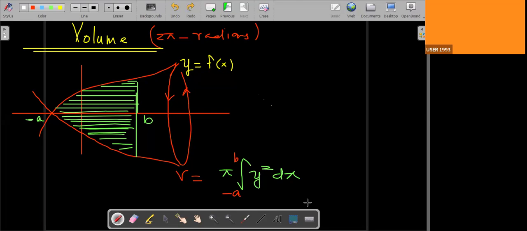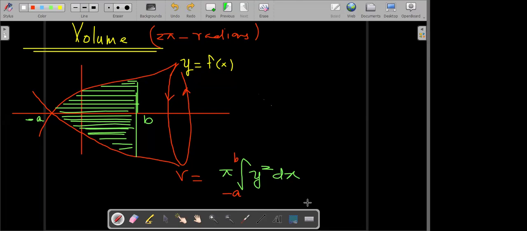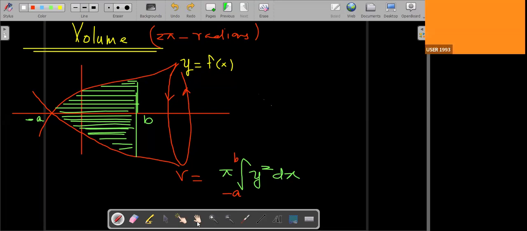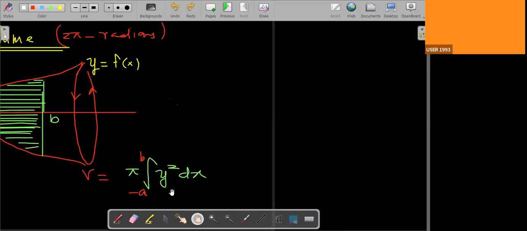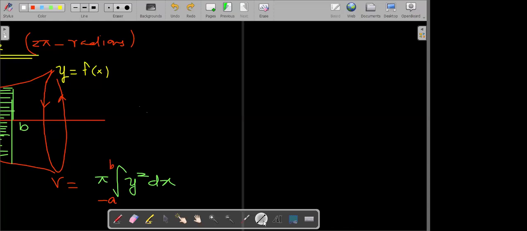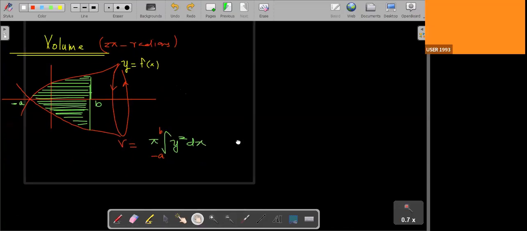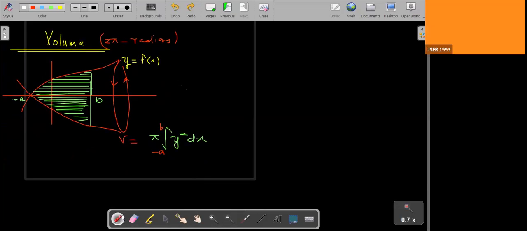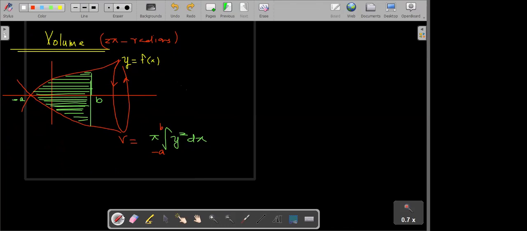Do you get my point? Now let's see overlaps. If it overlaps, there's no change, right? Because the volume is already generated. Regardless of the number of times you keep rotating it, there won't be any change in the volume which is already generated. You get it?